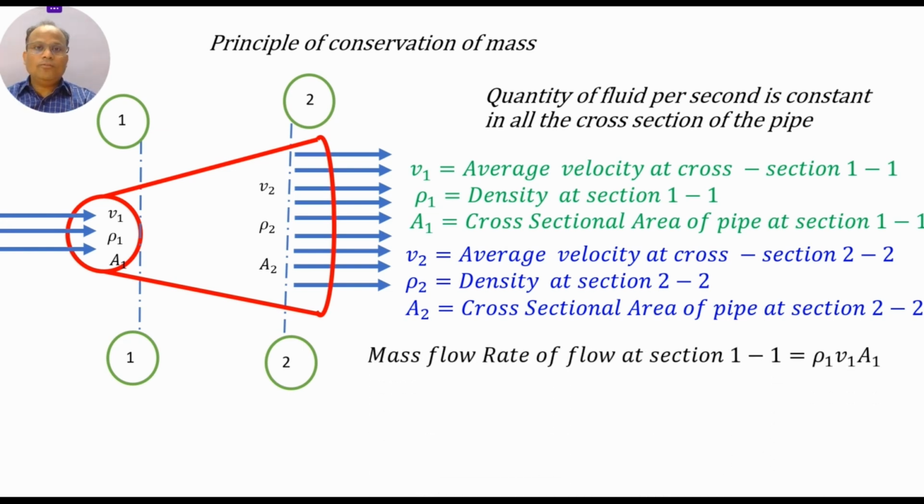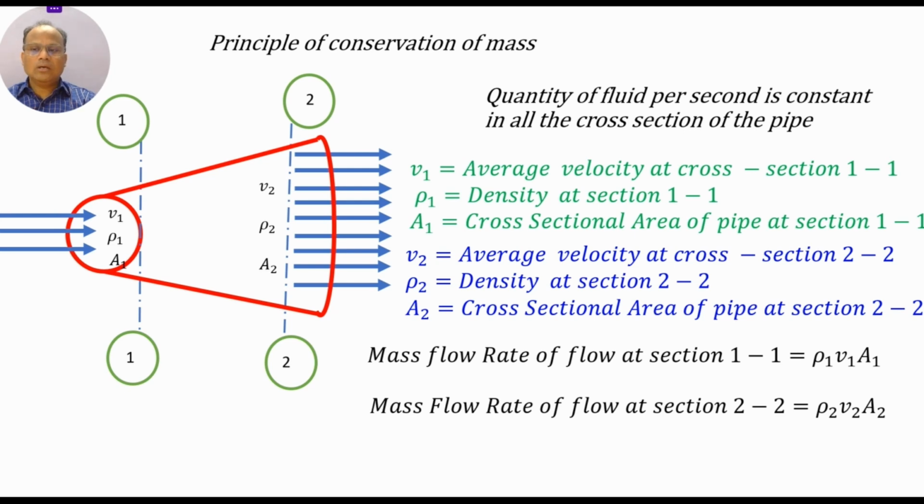Now, the rate of flow of fluid at a section. Here we already know Q, which is equal to rho, V, and A. We calculate the mass flow rate of fluid through section 1-1, which is rho1 V1 A1. Similarly, we find the mass flow rate through section 2-2, which is rho2 V2 A2.